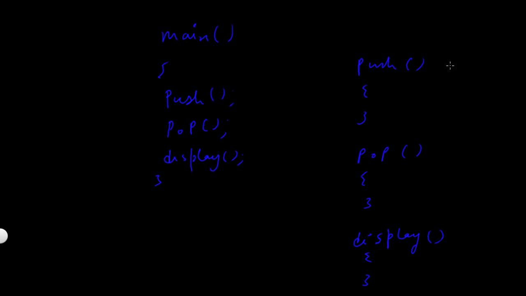There will be three user defined functions: push, pop and display. The push function will be used to insert an element into the stack. The pop function will be used to delete an element from the stack, and the display function will be used to display elements of the stack. Now all these three functions, push, pop and display, will be called from the main function.